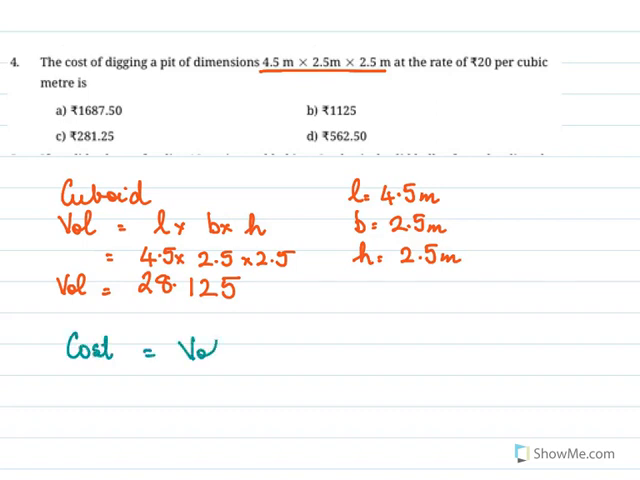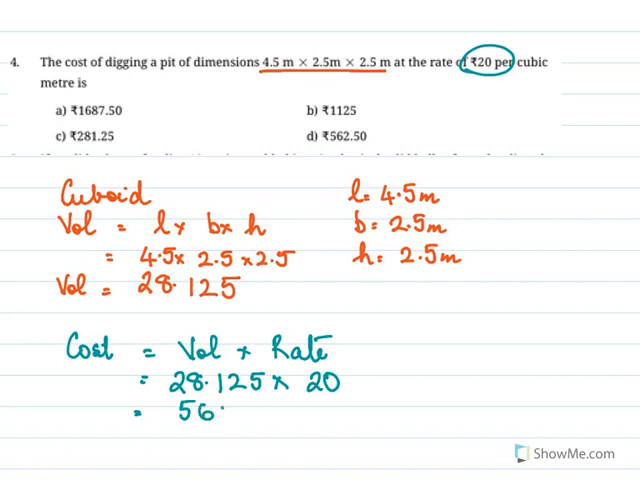Now the cost is always volume into rate. We know that the volume is 28.125 and the rate is given to us as 20. And on multiplying, the cost now comes as 562.50 rupees.